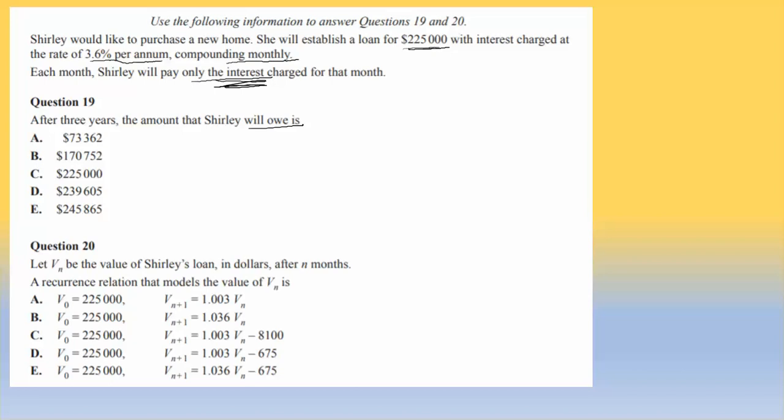So she owes $225,000 after 3 months. Wait, is that it? After 3 years, she's still going to owe $225,000. So the answer is C. They're checking whether you're reading the question.